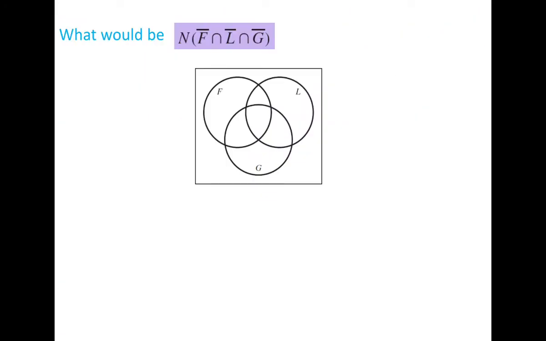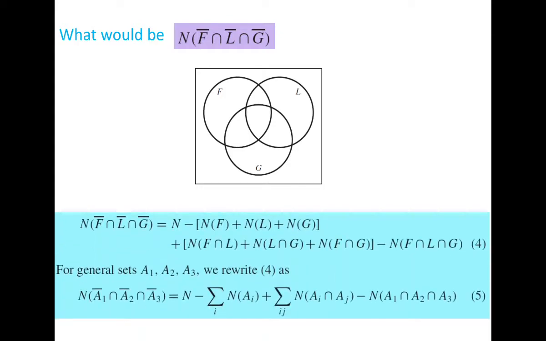Now if I have to introduce the inclusion exclusion formula for 3 sets, I just generalize the concept of 2 sets. So n minus n of F, L, G, then the addition of intersection of FL, LG and FG, and then the subtraction of F intersection L intersection G.